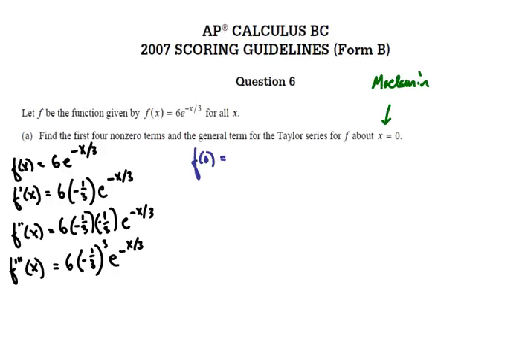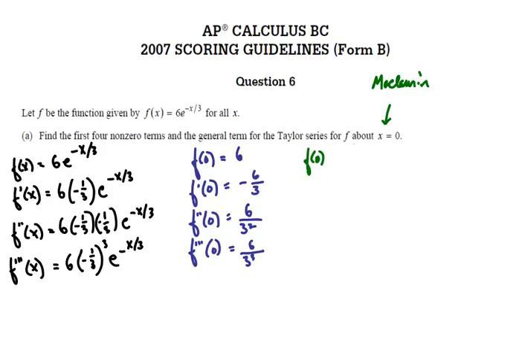Plugging 0 into the original function, we're going to get 6. Plugging 0 into the first derivative, we're going to get negative 6 over 3. Plugging 0 into the second derivative, now it's going to become positive, and we're going to get 6 over 3 squared. Plugging 0 into the third derivative, and we're going to get 3 cubed now. Alright, so if you recall, how do we use those values?